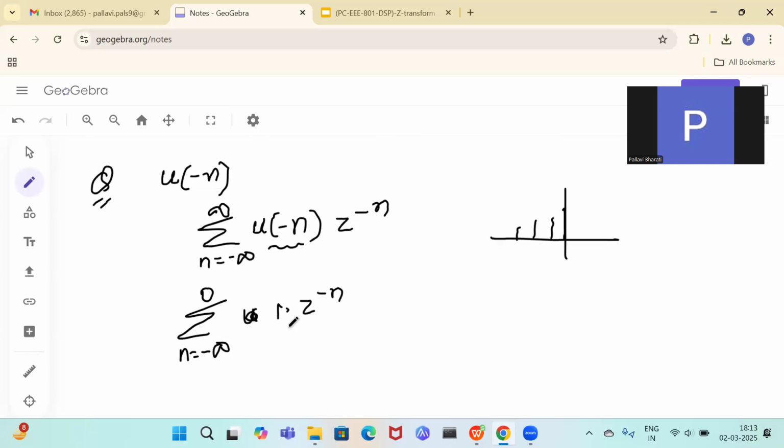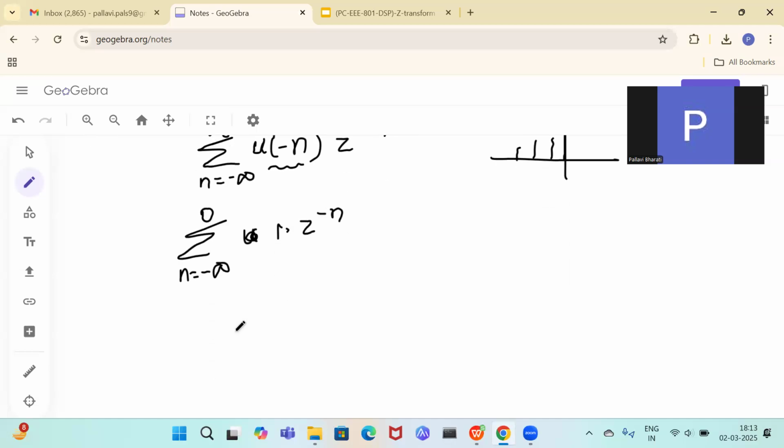Now there is some mathematical thing that you have to know. If you change the upper and the lower limits of this one, then you can write n equals 0 to infinity. Along with the limits, you are changing the sign inside as well. Minus n is going to become plus n.